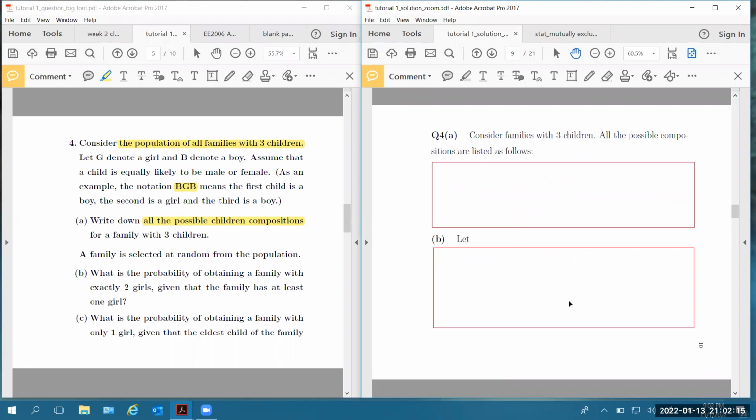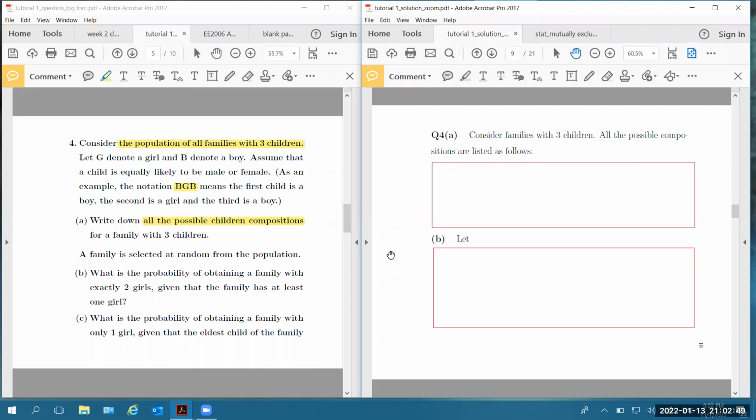Okay, so this is what we're going to do, part A. We are only considering families with 3 children. What are the possible children compositions? Compositions meaning something like BGB. That's one possibility. Maybe another one can be GBB, or maybe a BBG. That's the meaning. So I think you understand children compositions.